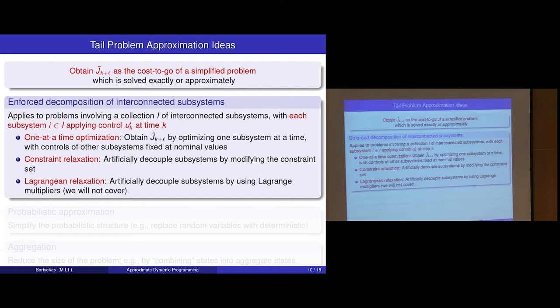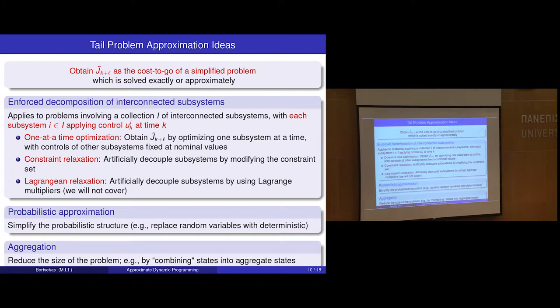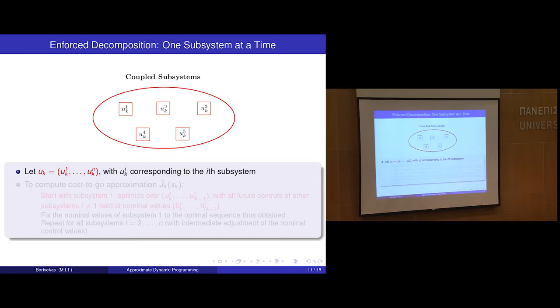There are methods of Lagrangian relaxation that I'm not going to go into here. Now, there's a generic class of methods based on probabilistic approximation: replace random variables with deterministic quantities and solve the corresponding problem. And there's another class of methods based on aggregation, where you take a system with many, many states and you combine states together, so to speak, to create a smaller dimensional system that perhaps you can handle by dynamic programming. Okay, I'm going to say a few things about all these possibilities. I'm going to rush this, but I want to give you the general idea.